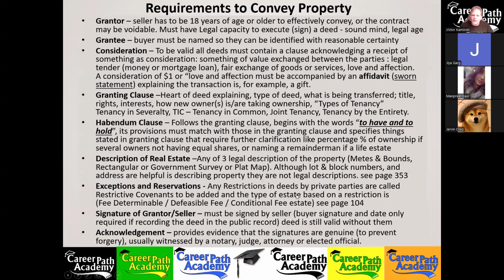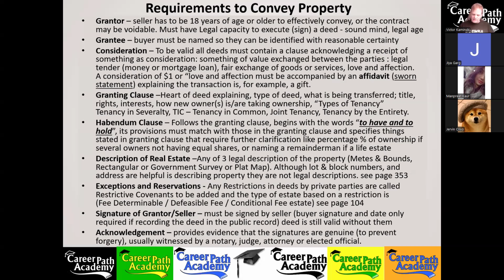Now here's the full breakdown of all the parts of a deed. You have the grantor, the seller. They have to be 18 years of age or older to effectively convey, or the contract may be voidable. You must have legal capacity to execute, to sign that deed. You've got to be of sound mind and legal age.